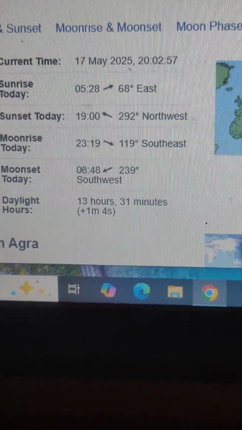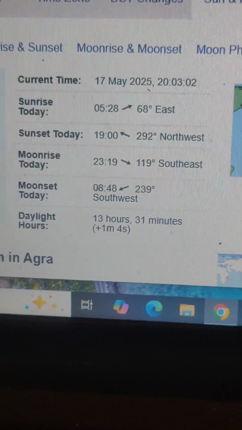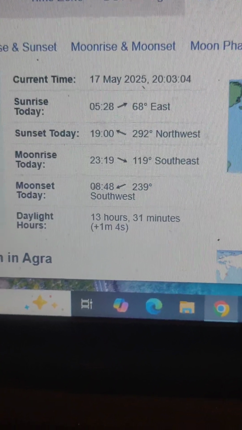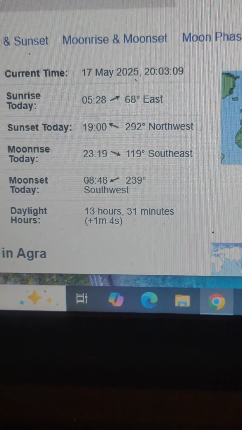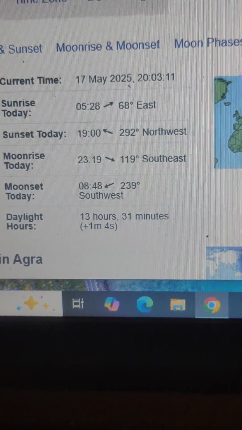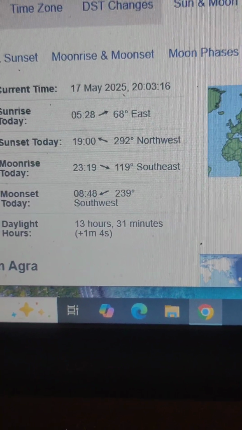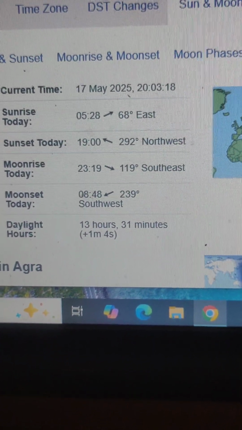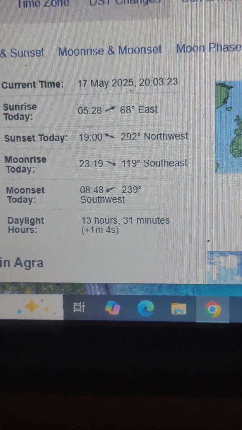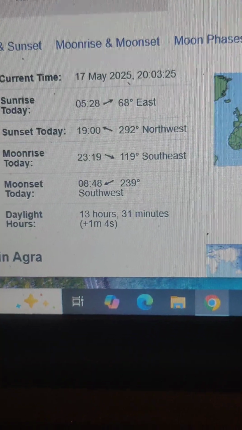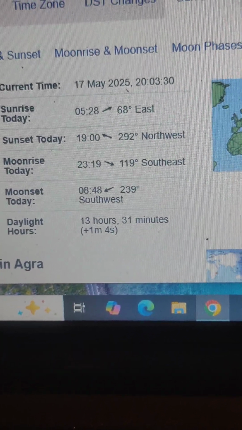And this is the important part right down here. The important part is the daylight hours. So what you do to get what you call a muhurta: a muhurta is 1/15 of those daylight hours. So that's 13 hours, and you multiply that by 60, and then add the 30 minutes also.